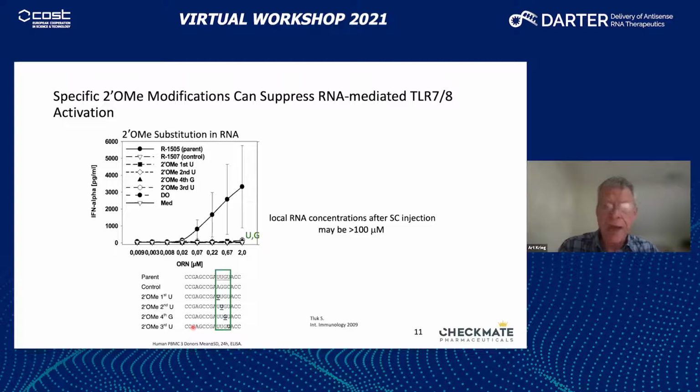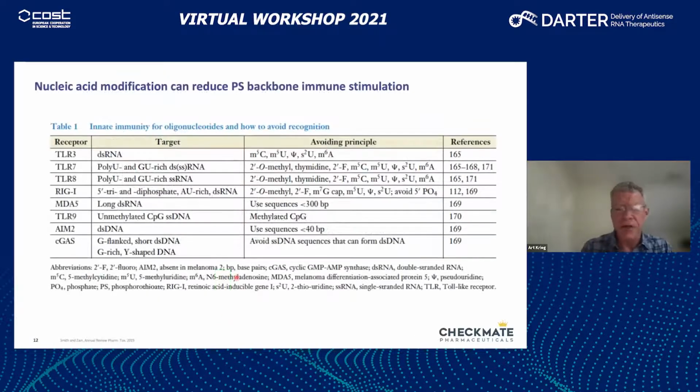Modifications outside of that also tend to reduce the stimulation, but by a smaller degree. And so the focus typically is on the U's in modifying RNAs. They may be the most common base involved in stimulating these receptors. And of course, there are published reviews. This is an excellent one from Smith and Zane, summarizing the data with different receptors and the ways that you can avoid activating those receptors. And the good news is a broad range of different modifications does reduce at least the stimulation of those receptors.